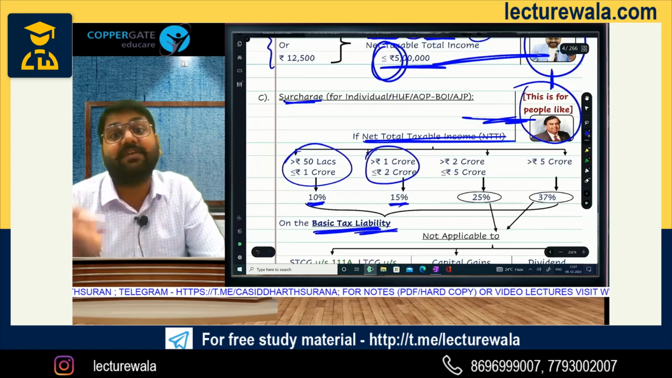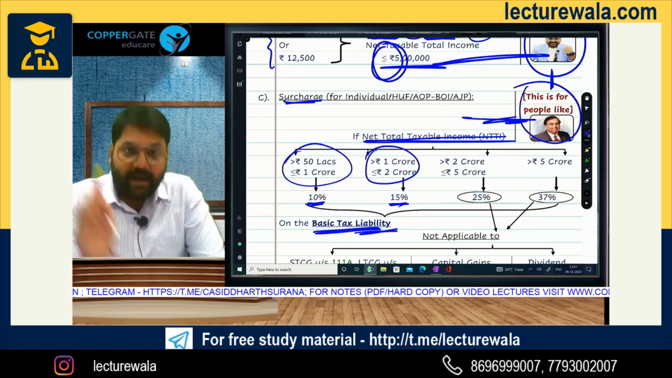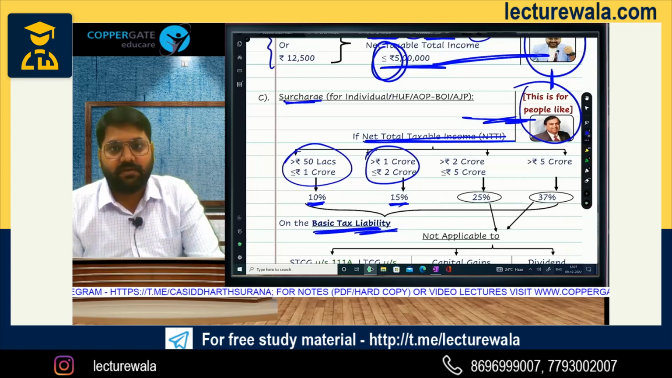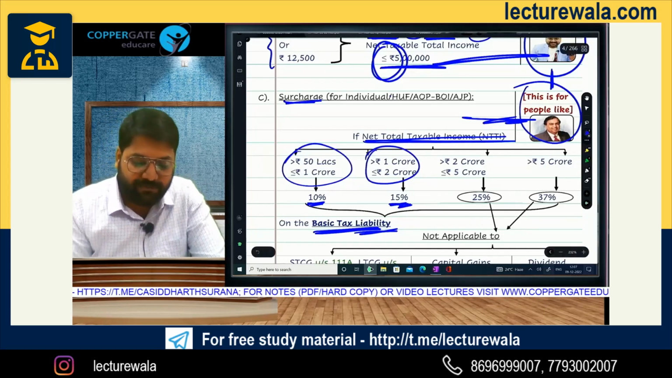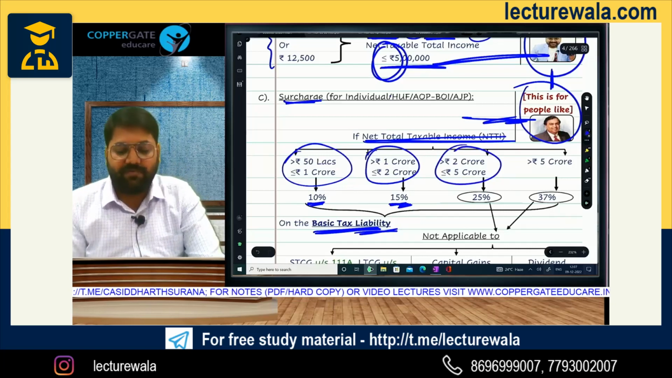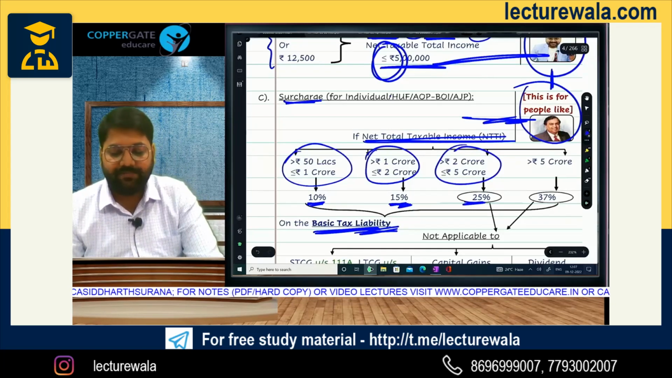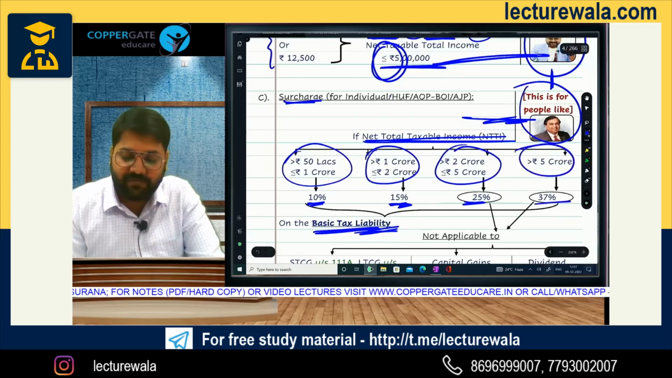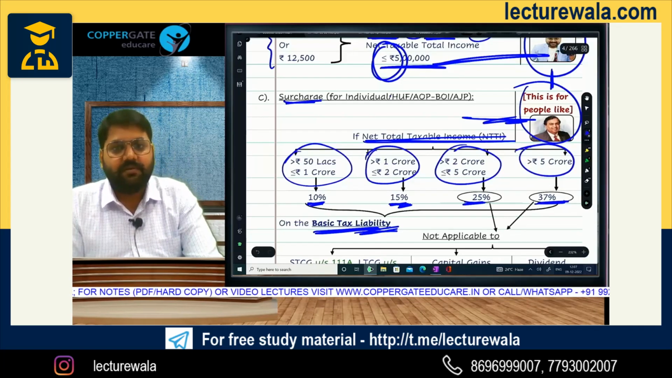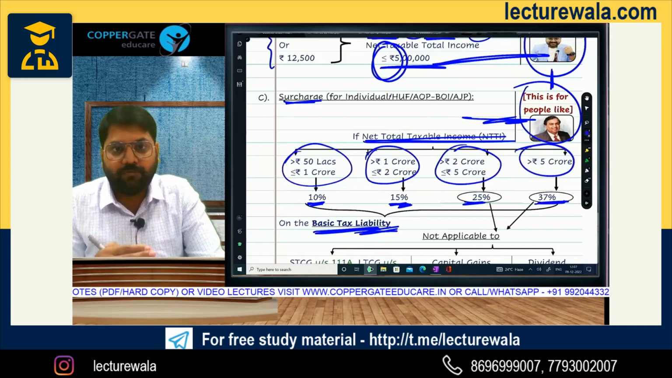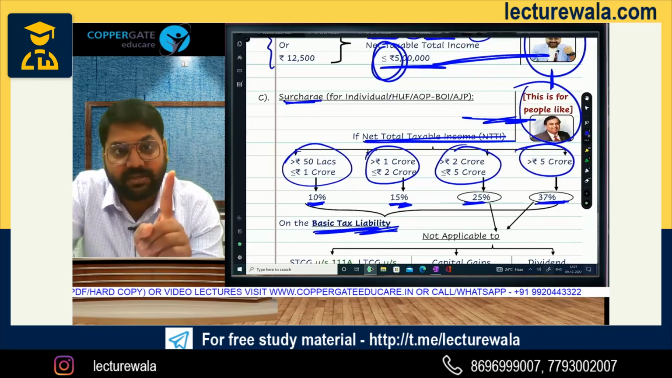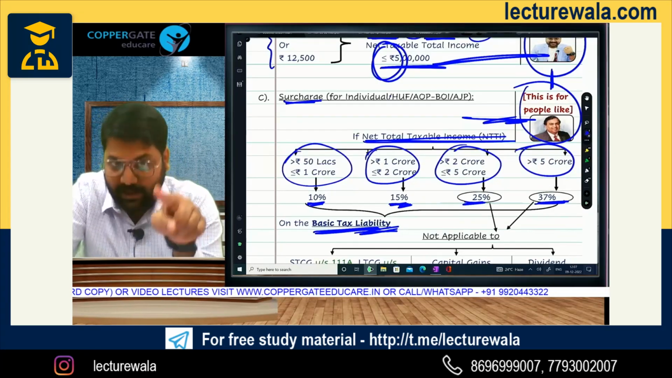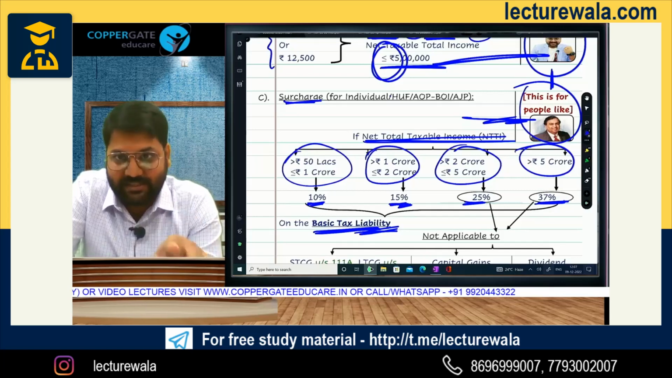Exact 1 crore will go in 10%. Greater than 1 crore will go in 15%. Exact 2 crore will be in 15. Greater than 2 crore will be in 25, again on basic tax. Exact 5 crore will be in 25. Greater than 5 crore will be in 37. So 0 to 50 lakh, no surcharge. Equal to 50 lakh, no surcharge. Equal to 5 lakhs, rebate? Yes. Equal to 50 lakhs, surcharge?